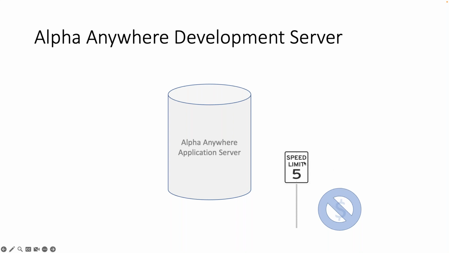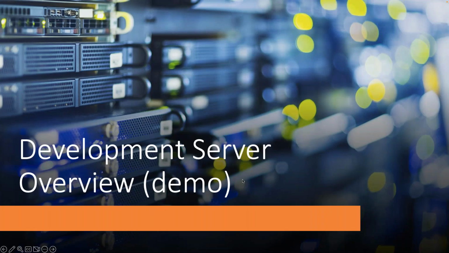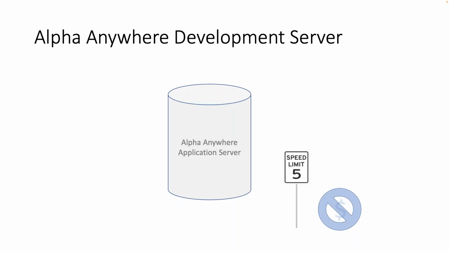But the other thing is that our development server, to sort of enforce this policy, is limited to simply 5 concurrent sessions at once, which means that only 5 people could be using your application at the same time. Once someone stops using it, you have to wait for their session to expire, which is usually about 15 minutes, before a slot is freed up and a new person can join. That limitation, of course, goes away if you get a license, and then you have the proper Alpha Anywhere application server.